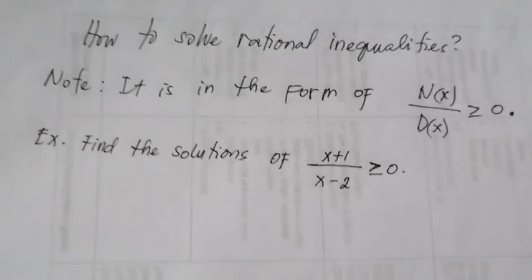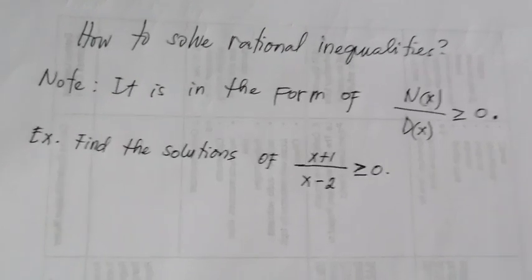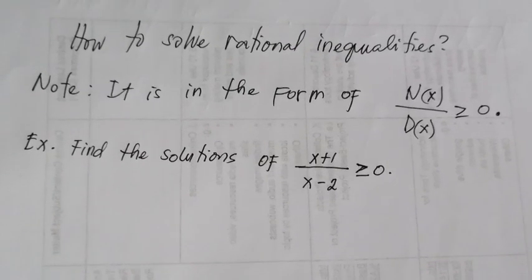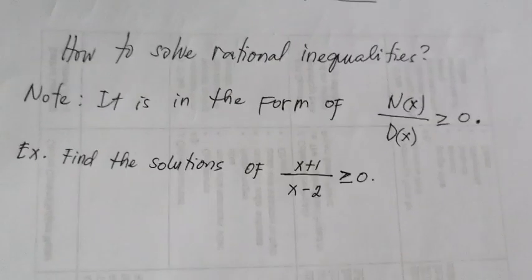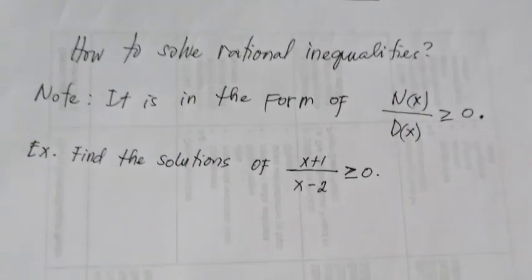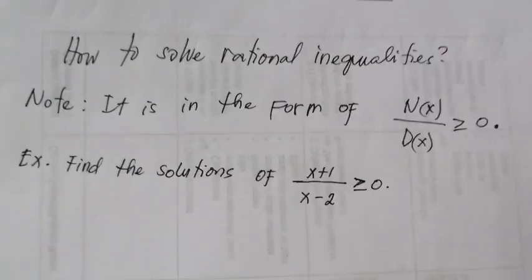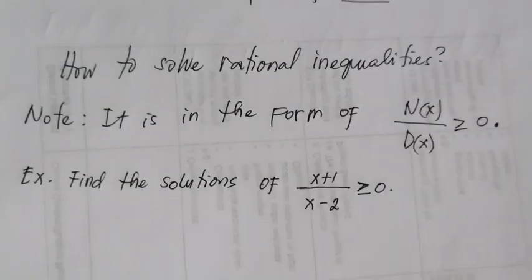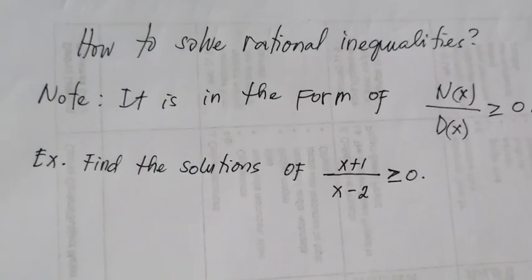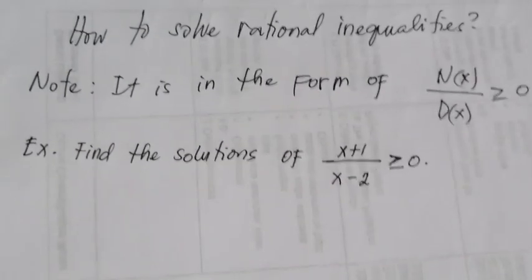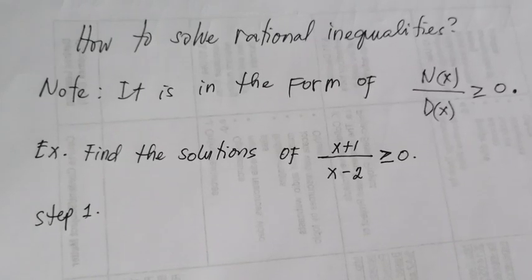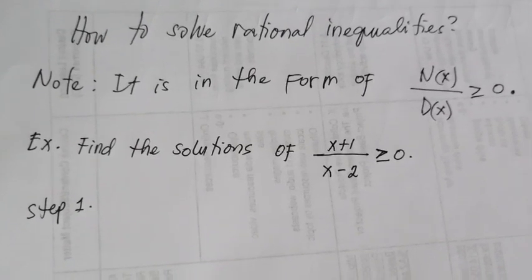So, for example, we have a rational inequality which is x plus 1 over x minus 2 is greater than or equal to 0. So, find the solutions of that rational inequality. So the first thing to do is find the roots or find the zeros of your numerator and denominator. So our step 1, find the zeros of numerator and the denominator.